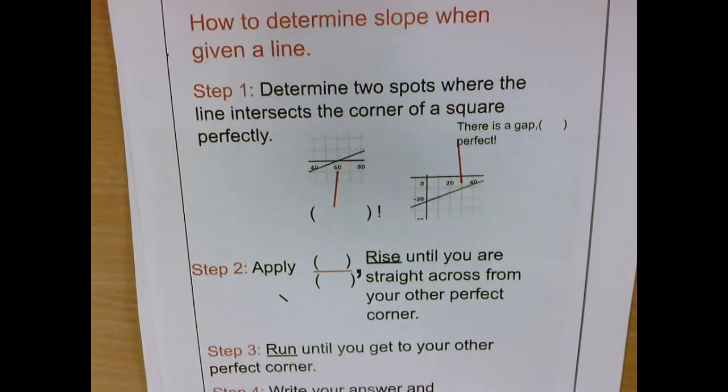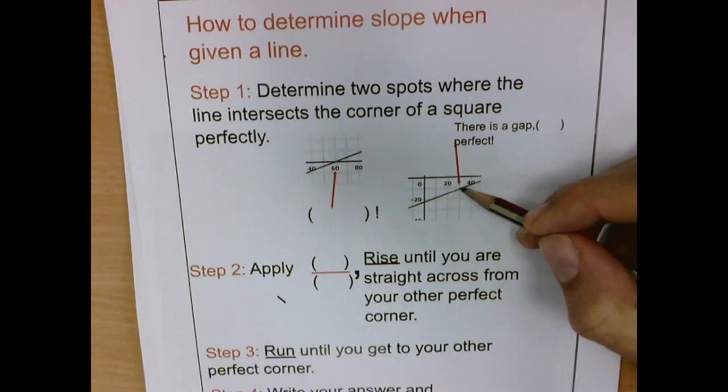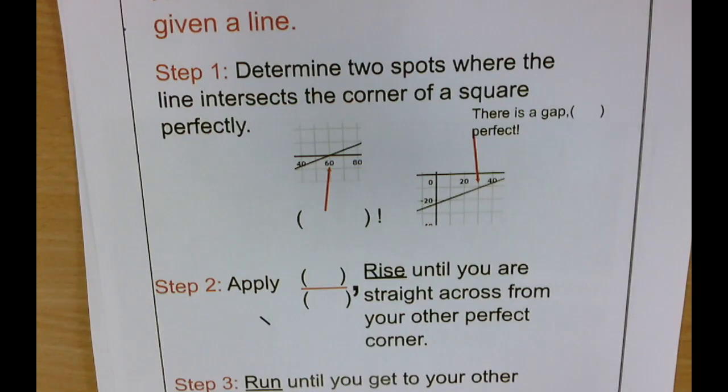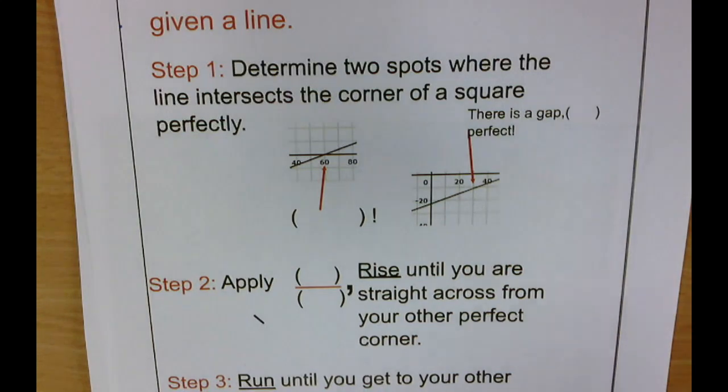Alright, so number one says determine two spots where the line intersects the corner of the square perfectly. So you could say that the line goes through the square perfectly. See that? How the corner of that square, there's no gap. See, there's a gap here, there's a gap here, there's no gap. This, of course, if there's no points on the line.